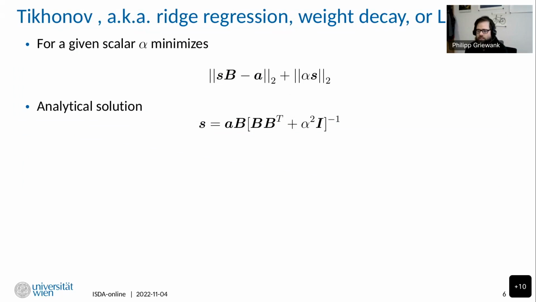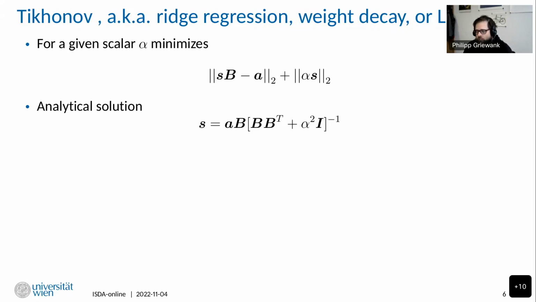But what it essentially does is that it tries to minimize these two L2 norms. So the first one, this SB minus A, is our original approximation that we were talking about, where we assume that SB is roughly A. And the second one is alpha S. So alpha is a freely chosen parameter that is larger than 0.